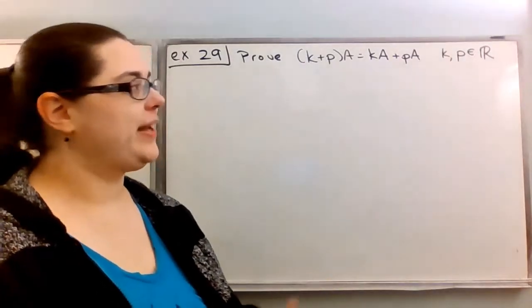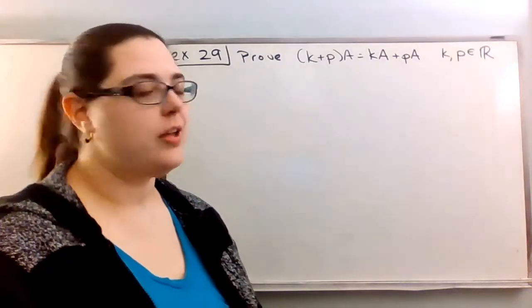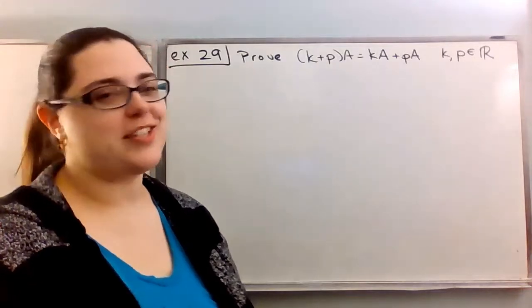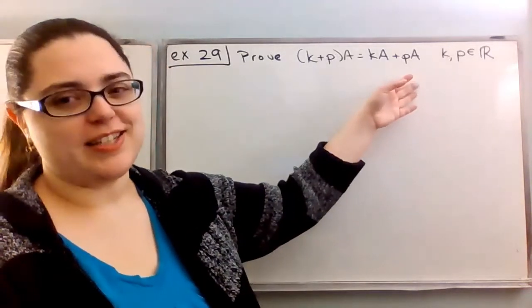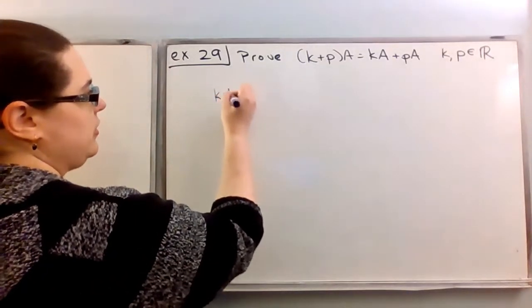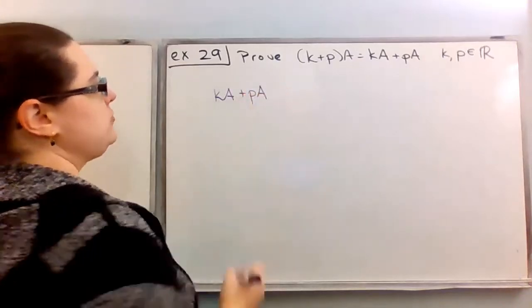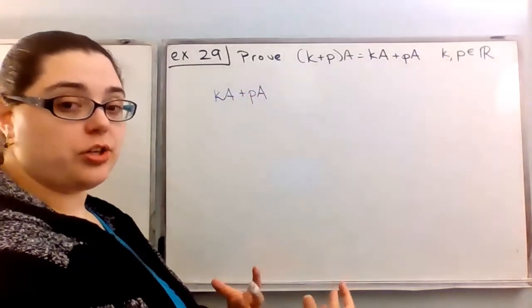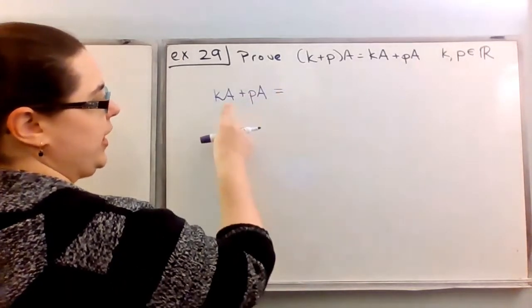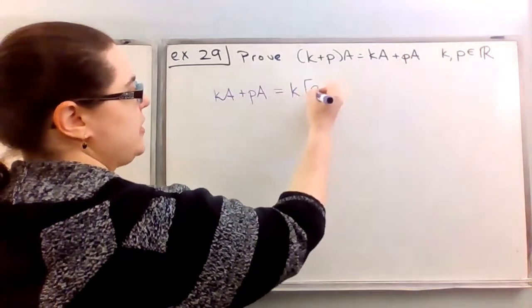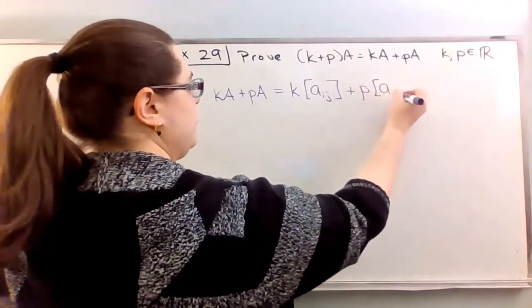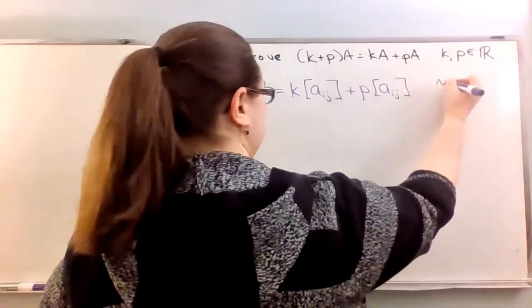So to begin with, again, we get to pick one side to start out with. It doesn't really matter for this one either. So heck, let's start with the right-hand side this time. Let's see where this takes us. So I'm going to start out with KA plus PA. And my first move is to get this in terms of the matrix elements. So I'm going to write A as Aij in both instances. And this is just matrix notation.